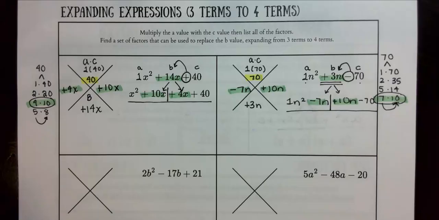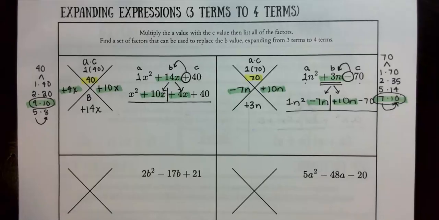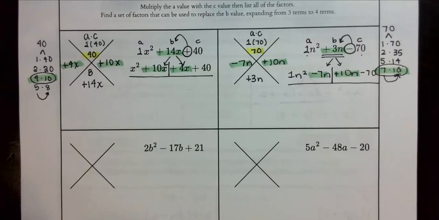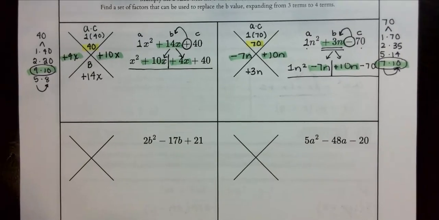So we're going to look at these 2 examples right here and use the same steps, the same method to be able to go from 3 to 4. That's all we're doing in these videos, just expanding. Once we expand it to 4 terms, we're able to factor by grouping just like we did in some of the previous videos, notes, and examples. So let's jump right into it.